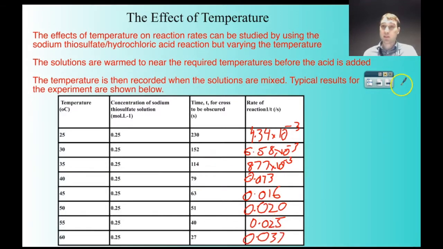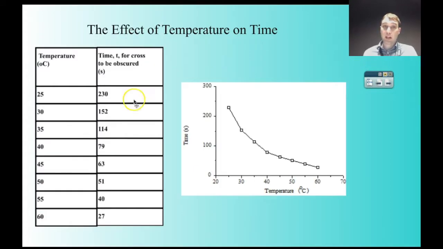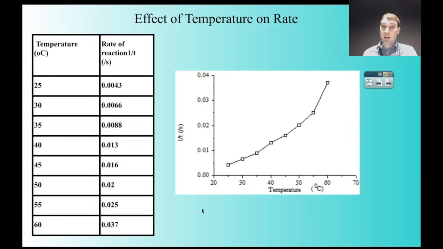So now we've got our table, let's have a look at our graph. The first graph we're going to look at is just the temperature versus the time. So we can see as the temperature increases on our x-axis, the time taken for the reaction to occur decreases. And we get a nice little curve here. Now let's have a look at the graph of the effect of temperature on rate. We can see as we increase the temperature, the rate of the reaction increases as well.